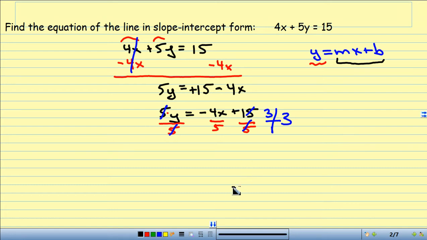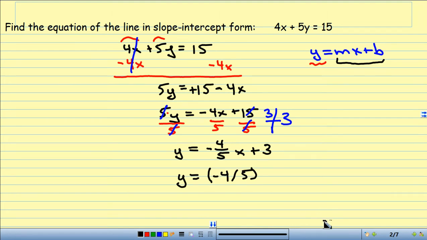So my answer, I have my y by itself, negative 4 over 5x plus 3. When I write it in the computer, y equals negative 4 slash 5x plus 3.